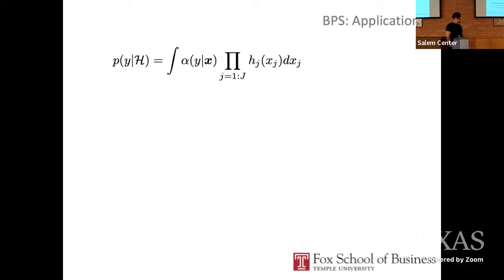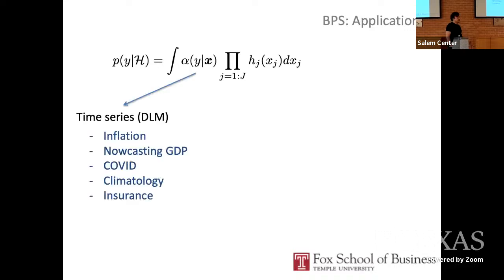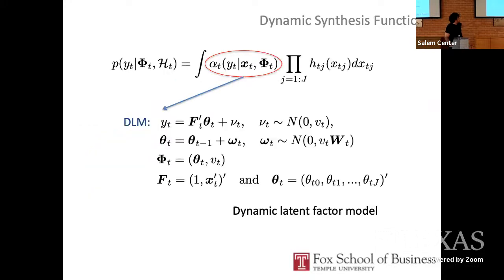So far I've done the synthesis function here. I could think about time series problems, right? In the applications I've done so far, I have inflation, GDP, COVID, climatology, and insurance data. All these can be thought of as time series problems. So for the synthesis function here, y given x, I'll just have a dynamic linear model, where the weights, the coefficients here, change over time. That's going to capture a lot of time variation in the data. So now we have a dynamic latent factor model, and this has worked really well for a lot of time series problems.